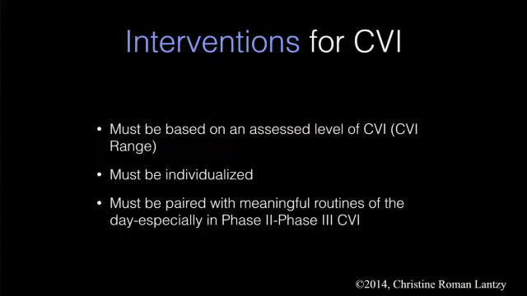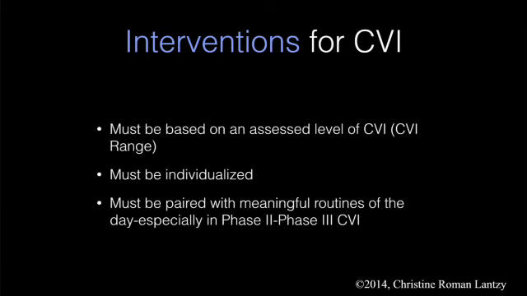So interventions for children with CVI, again, must be based on an assessed level of CVI. I have said that every time we have recorded one of these sessions, and I will say it probably for any others that you listen to, because it is that critical. The interventions must be individualized. There isn't a big book of interventions from which you can just look up 15 and share them with the child. They really are individualized because they are paired with meaningful routines of the day in that child's life, especially the children in phase 2 and phase 3 who are really engaged in vision plus function.